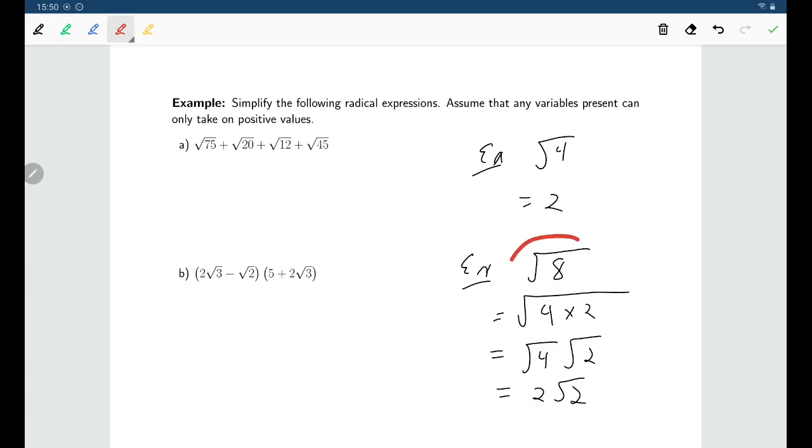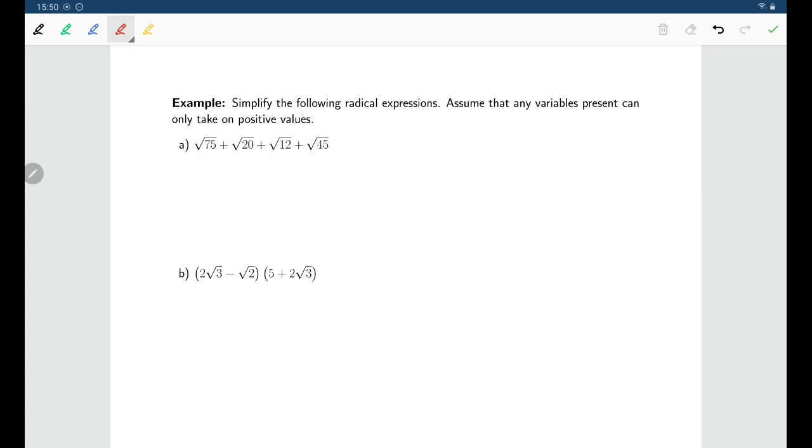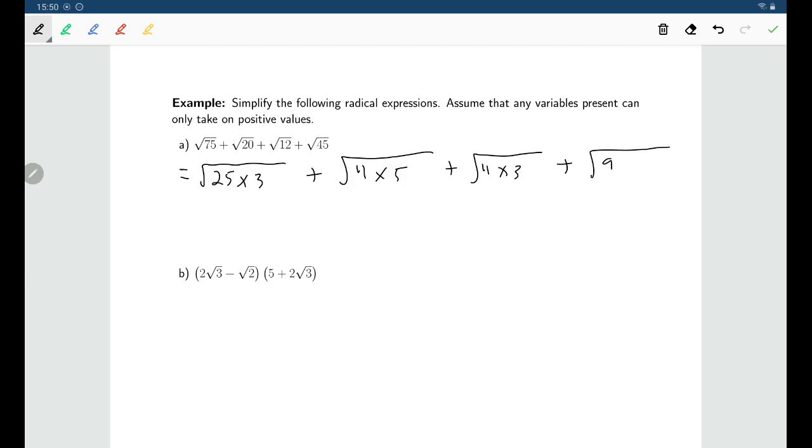Something like square root of 8, I would not consider that to be a simplified answer. I want to see 2 square root of 2. So for all of these, I'll do my simplification. And for these, I can say that none of these numbers, 75, 20, 12, 45, are perfect squares. However, they do have perfect squares inside of them. 75 is 25 times 3. 20 is 4 times 5. 12 is 4 times 3. 45 is 9 times 5.